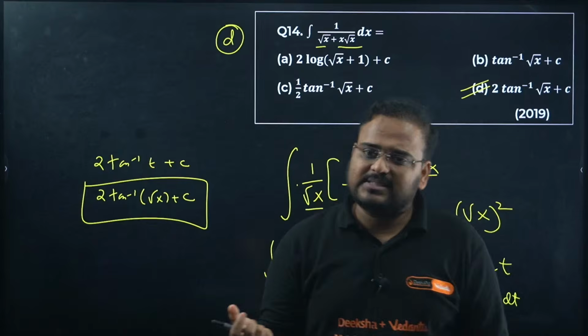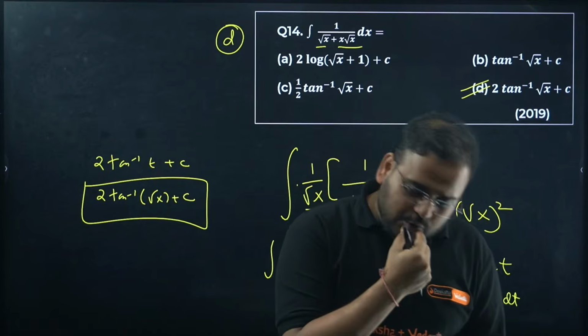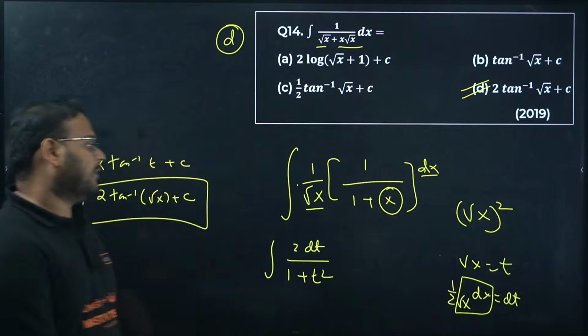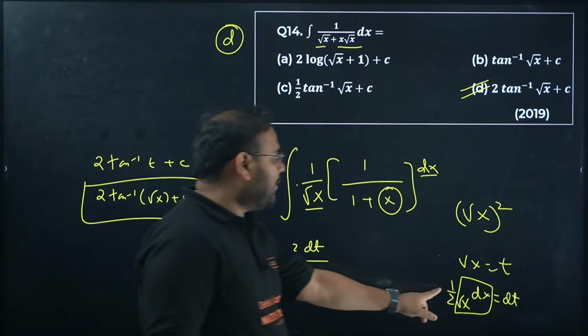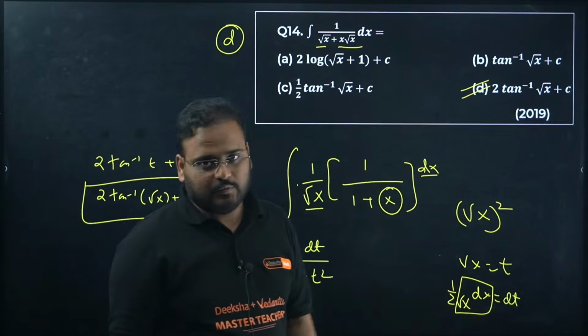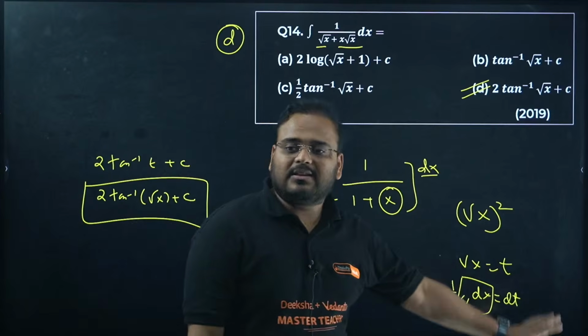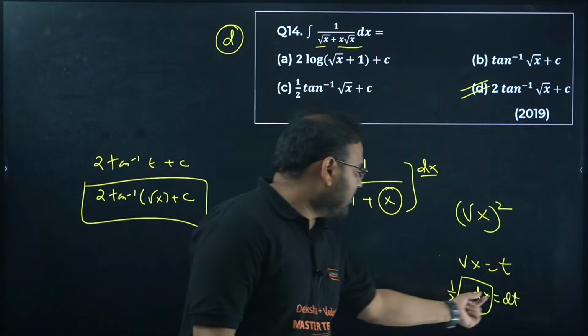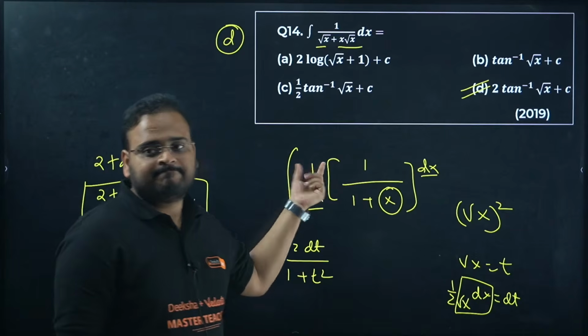D is the right answer. Why C? I think because you chose not to do the problem. Yes, you were thinking that this 1 by 2 might be 1 by 2 dt over here. No, if you do this much of substitution, you'll get the result as 2 will come in the numerator, not in the denominator.